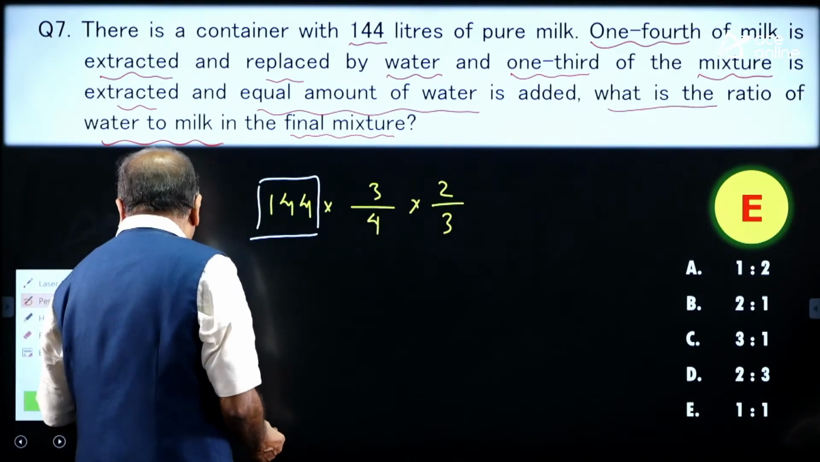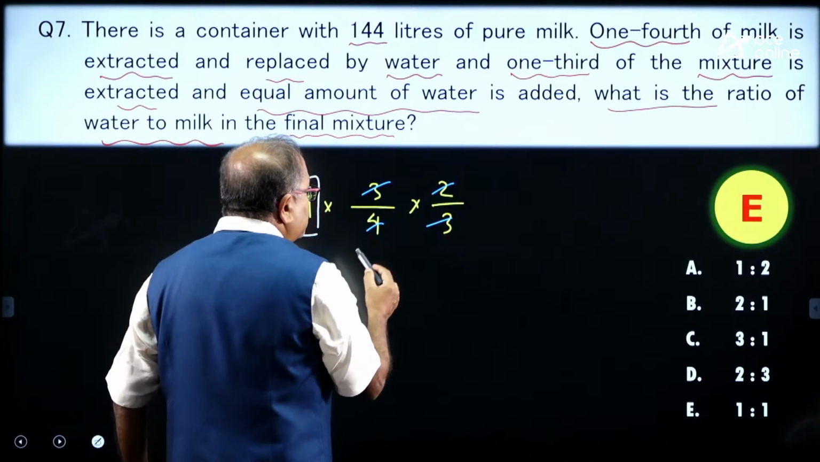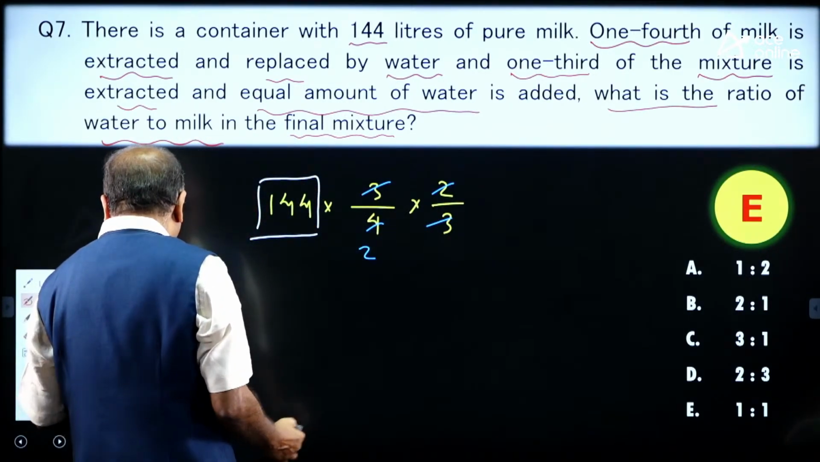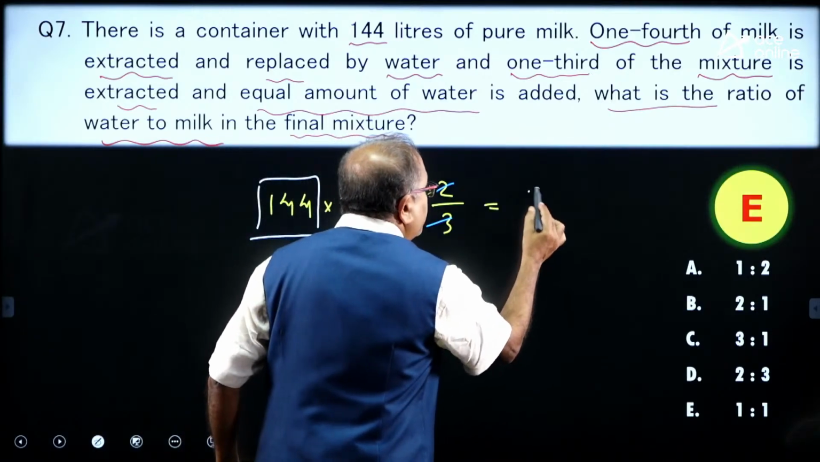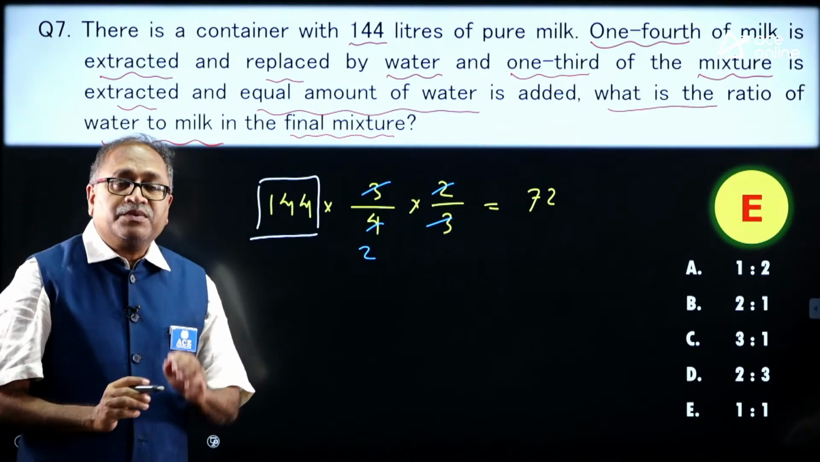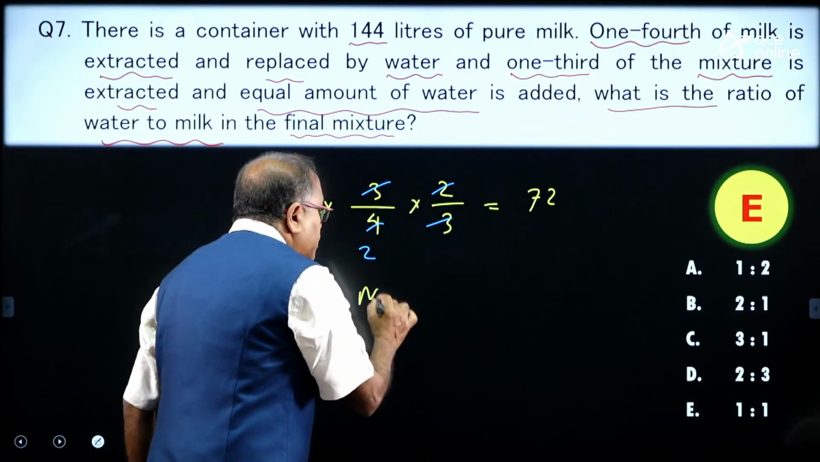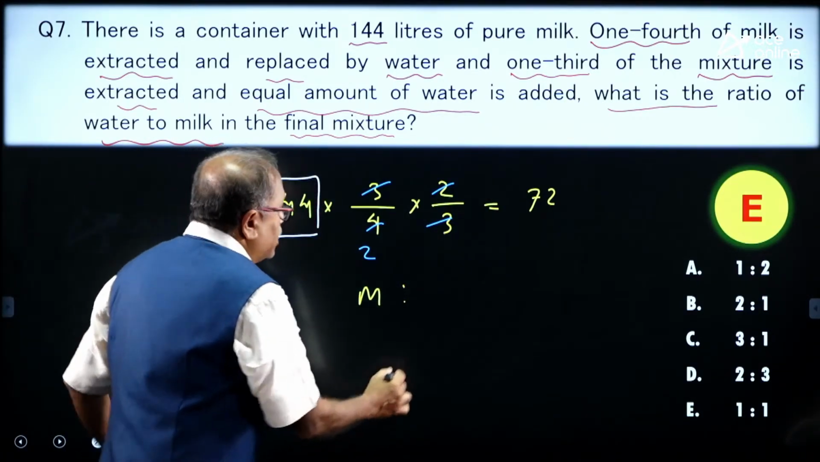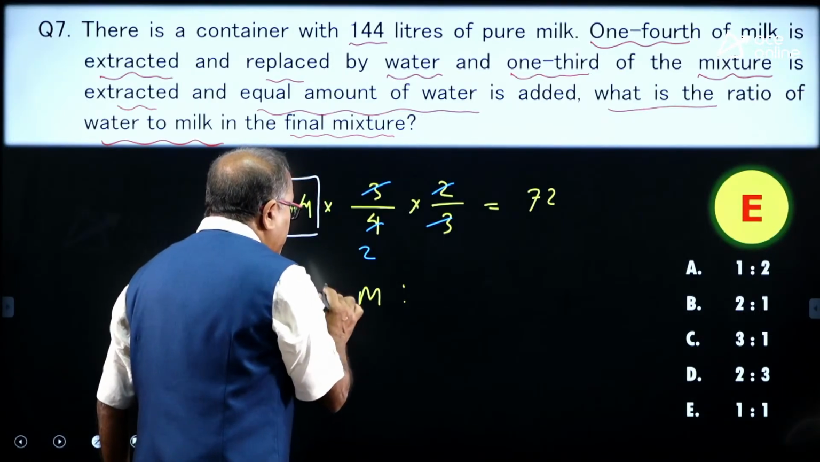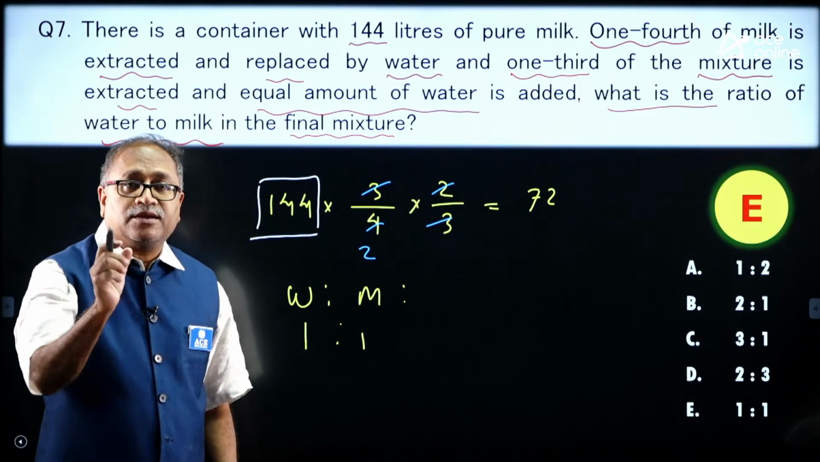That is all. There are two activities. So, can I find it out? That is 3 gets cancelled. This is 2 times, that is 72. So, what is left about milk? 72, which is half of 144. That means the milk is 72, water is 72. So, milk to water ratio, no, okay. Water to milk ratio, that is 1:1, option E.